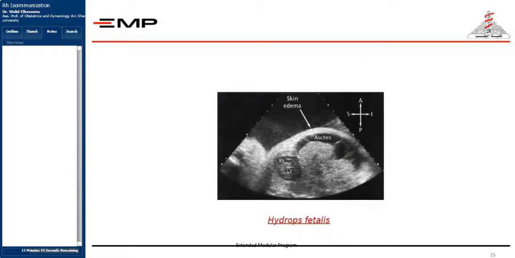So actually, if the mother is sensitized, she may not complain of anything herself, but the problem will be in the babies. The babies may suffer from just simple anemia, and this anemia could be severe up to the occurrence of heart failure, ascites, pleural effusion, skin edema, and scalp edema, which, as we said before, are part of hydrops fetalis.